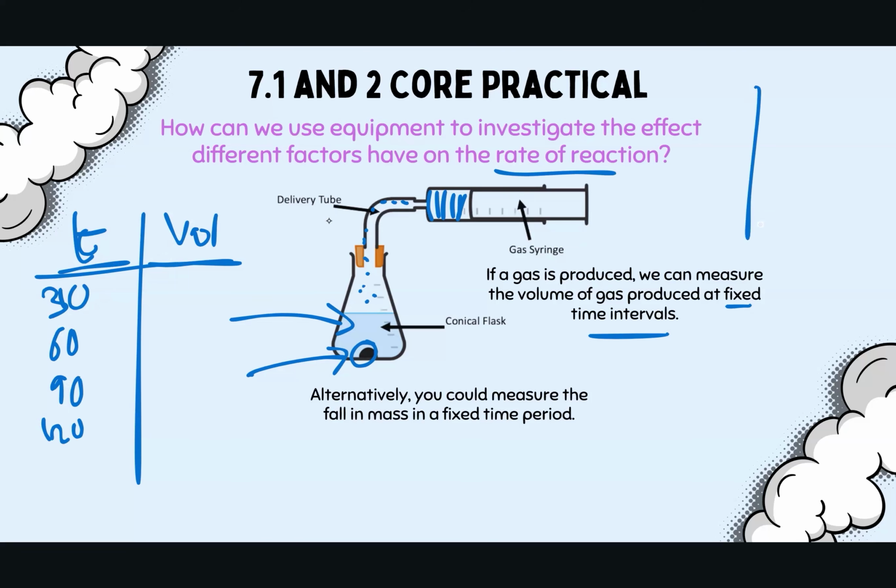So you draw your graph and then at a certain point you draw a tangent and work out the rate of reaction. That's going to come in a few more slides, interpreting graphs linked to rates of reaction.